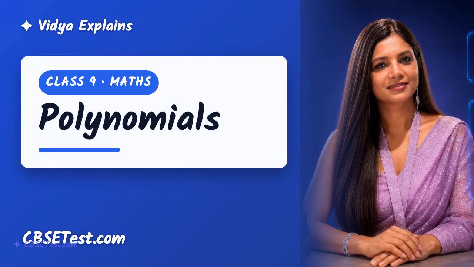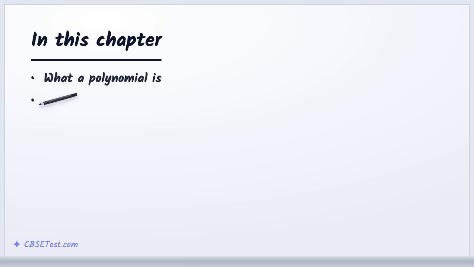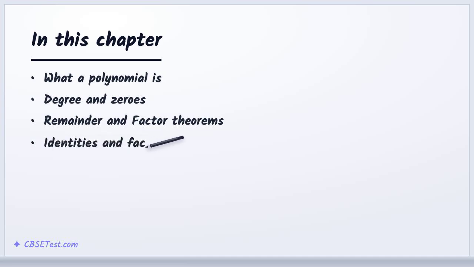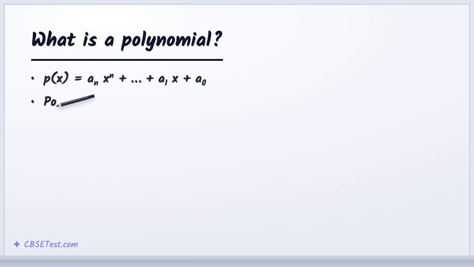Let's learn polynomials together, step by step. In this chapter, we study polynomials, expressions built from powers of a variable. We'll learn how to find their zeros, two powerful theorems for division and factoring, and the algebraic identities that make expanding and factorizing quick.